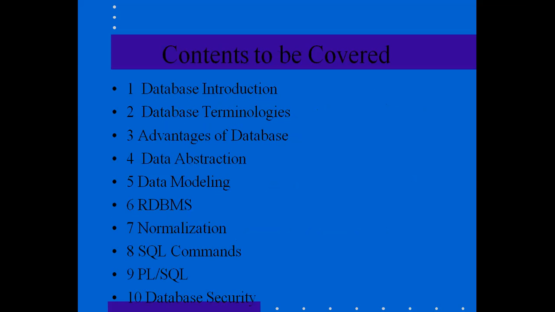Briefly, we will go through the contents to be covered in this course. Firstly, we will see the database introduction, then database terminologies. What are the different terminologies or keywords which are used in the database language? Then advantages of the database over the file processing system. Then what do you mean by data abstraction, data modeling, relational database management system? This topic will consist of a number of subtopics. These are the main topic names, and under these main topic names, there are a huge number of small topics.